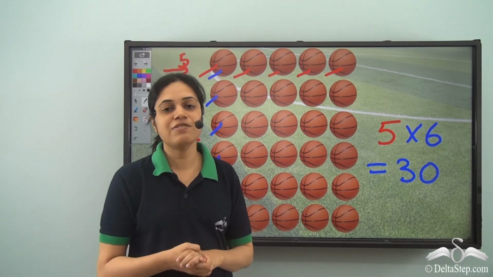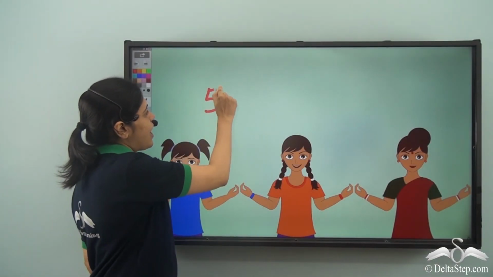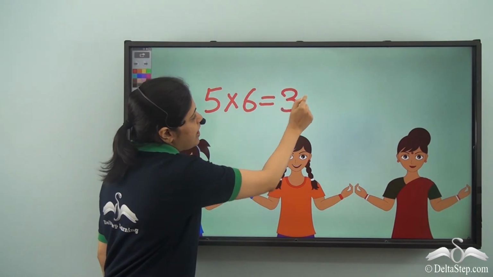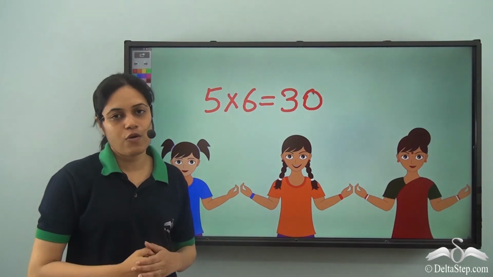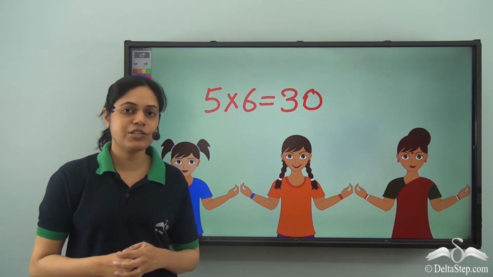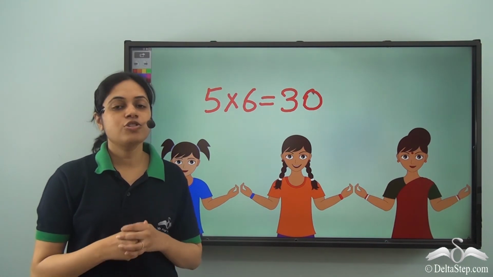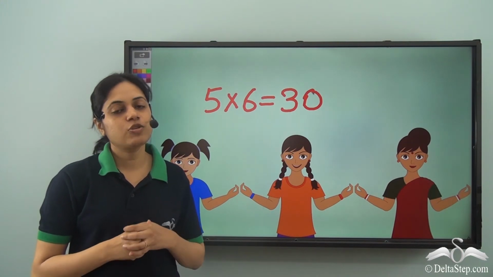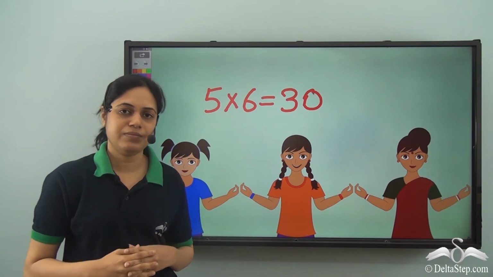So let us come back to our original question. How many fingers were there in all the hands? So there are 5 fingers in each hand, and there are 6 hands altogether, and we just saw that 5 into 6 is 30. So there are 30 fingers in all. So you see how we can use multiplication and multiplication tables for simplifying repeated additions. So you must remember the table of 4 and 5 by heart so that you can use them whenever you need to add 4 and 5 repeatedly.